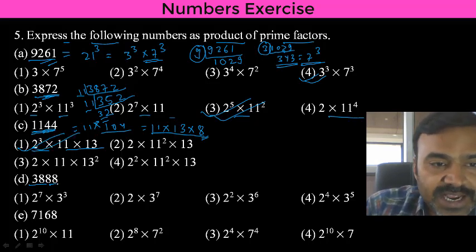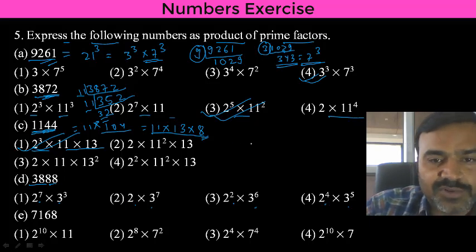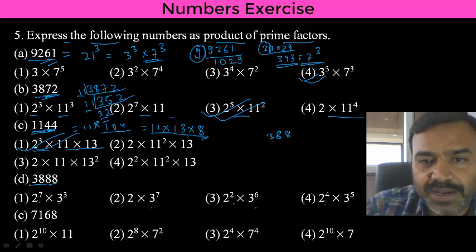Okay. 3888. Look at the options. Here you will have to follow the process. So let me do it here. 3888.